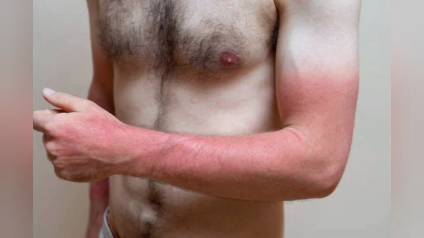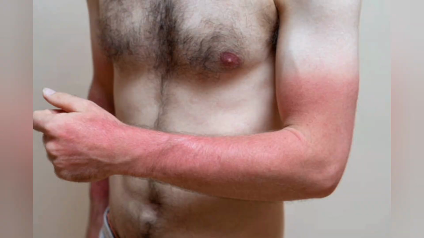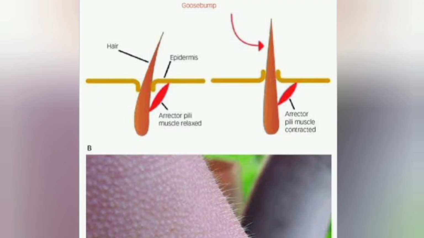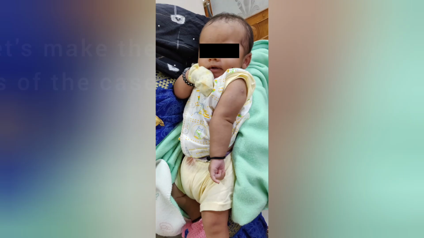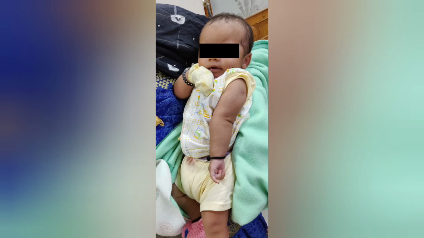The trophic changes. First, the vasomotor changes, that is, the affected area will become red and hot. Why? There is vasodilation. And there will also be interruption of cholinergic sympathetic innervation to the sweat glands, as a result of which the pseudomotor change which will be observed is the skin will become dry and scaly. As you can see, the arrector pili, which is responsible for goosebumps, will lose its action, there won't be any goosebumps, and this is the pilomotor change. This is the case of Erb's Duchenne's palsy.